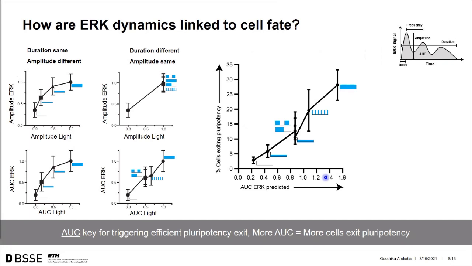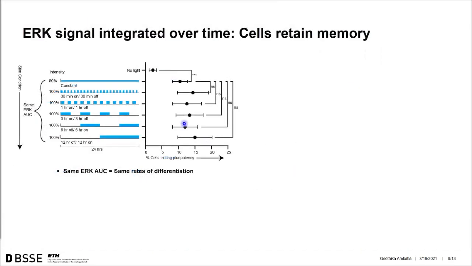pluripotency. And we really looked at a lot of different stimulation conditions where the sole criteria was that over a 24-hour period of time, they should have the same ERK area under the curve. So they could have sustained ERK at low amplitude or at high amplitude with different pulse durations. And we found that it really did not matter what frequency of ERK they got, or if they got sustained versus oscillatory. As long as the area under the curve was the same, the rates of differentiation were the same.